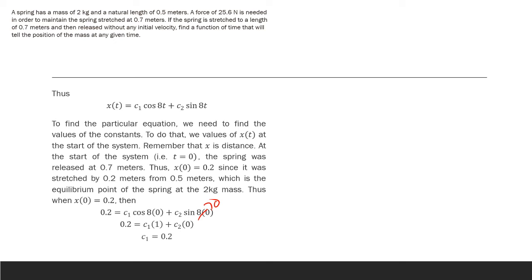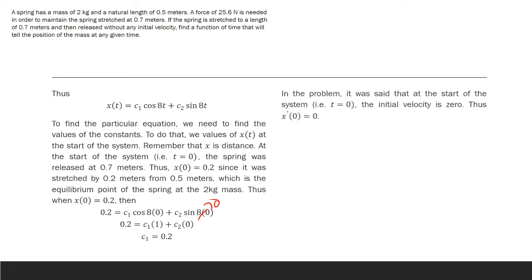Now we need another initial condition. So, anong initial condition yung pwede natin gamitin? That is this statement class that if the spring is stretched down and released without any initial velocity, so meaning at the start of your system, that is at t is equal to 0, your velocity is 0 kasi wala kang initial velocity. So, kung ganun yung case, we know that x prime of 0 is equal to 0. That is our second initial condition. Now, in order for us to substitute that, we need to get the first derivative muna.